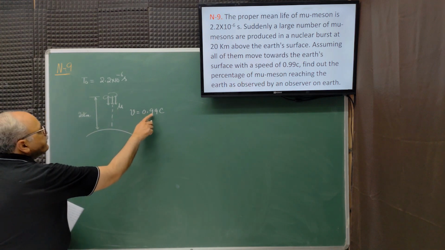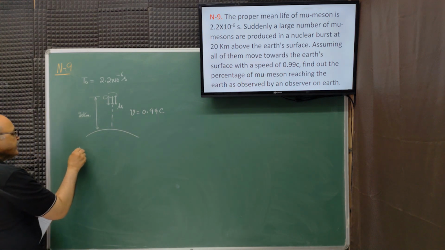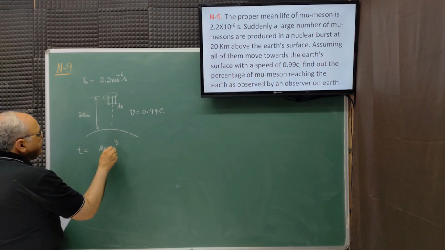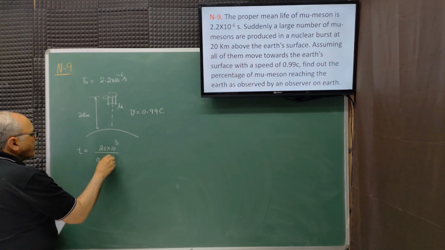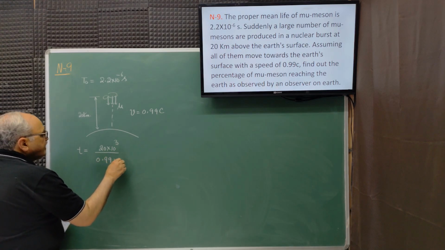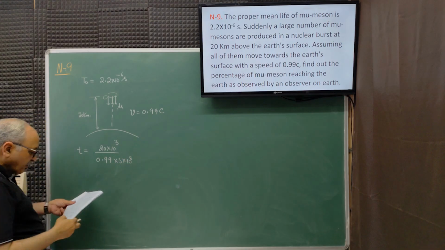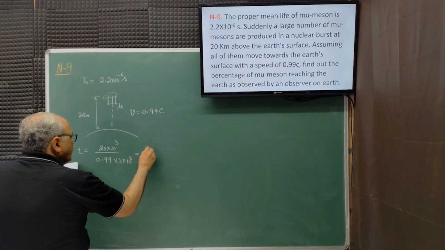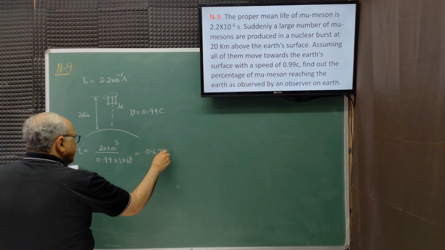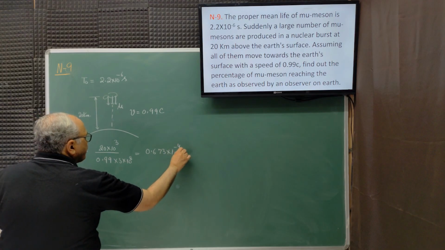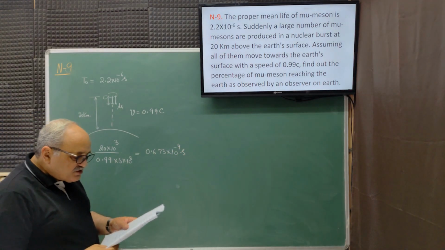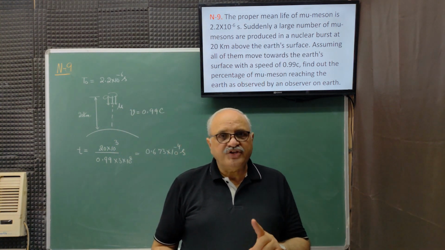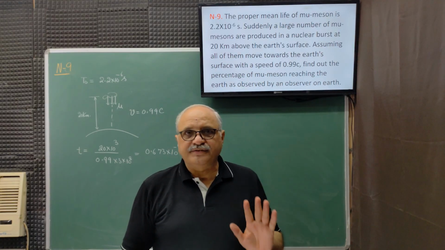If they are coming with this speed, the time taken to reach the Earth is going to be 20 into 10 to the power 3 divided by the velocity, that is 0.99 times 3 into 10 to the power 8, and if you solve it, this comes out to be 0.673 into 10 to the power minus 4 seconds. So this much time is taken by them to reach the Earth. But this observation is made by the person who is on the Earth.